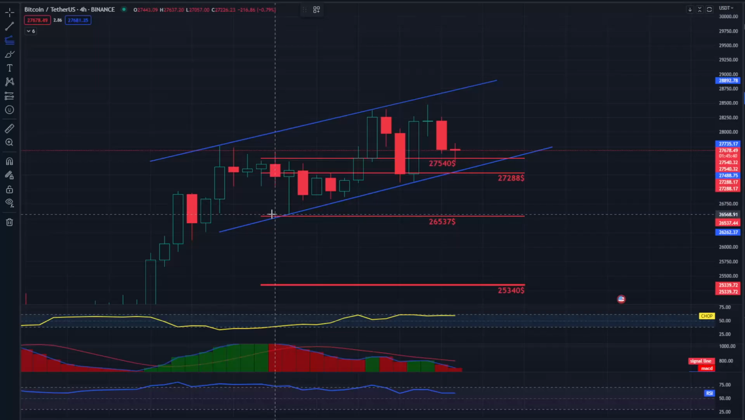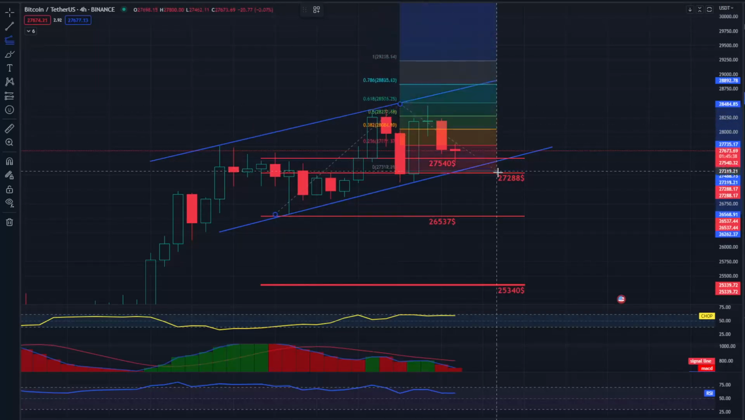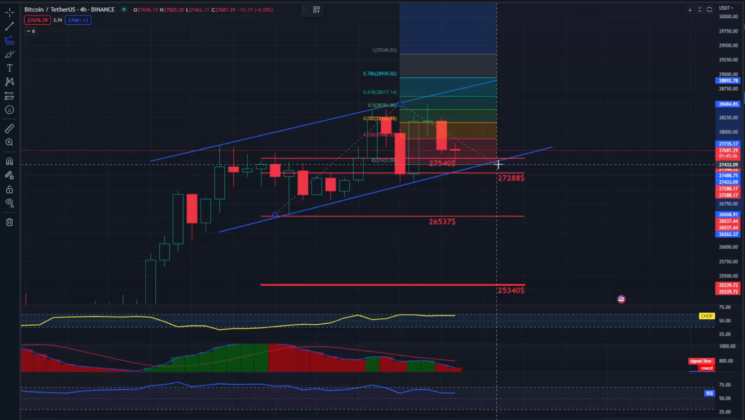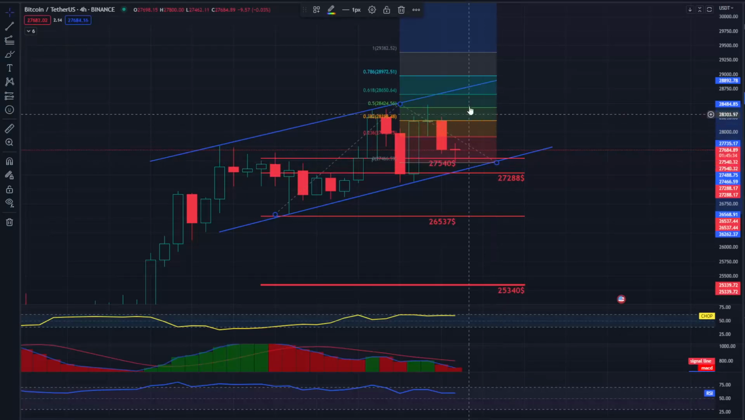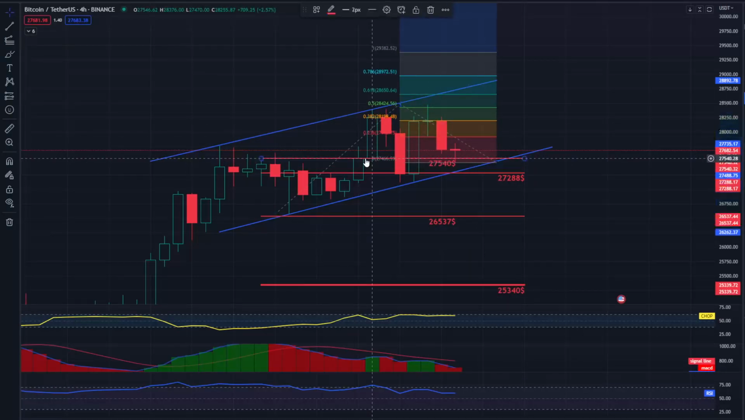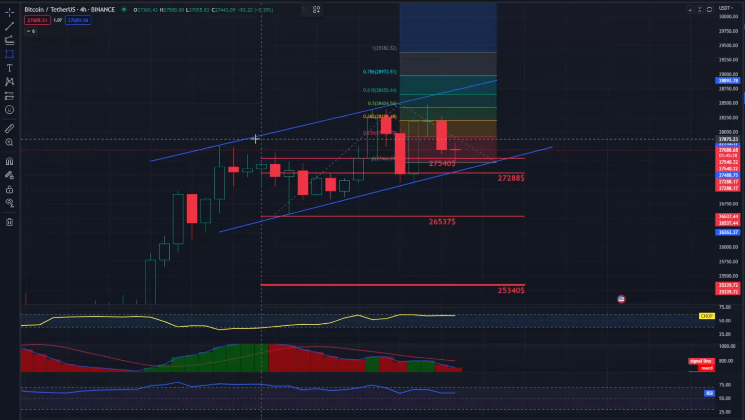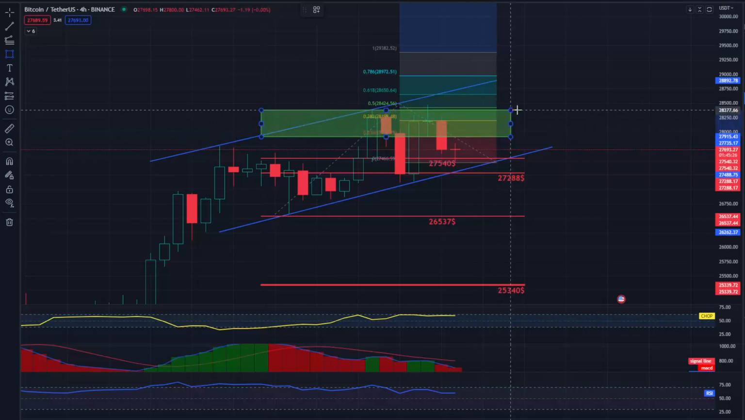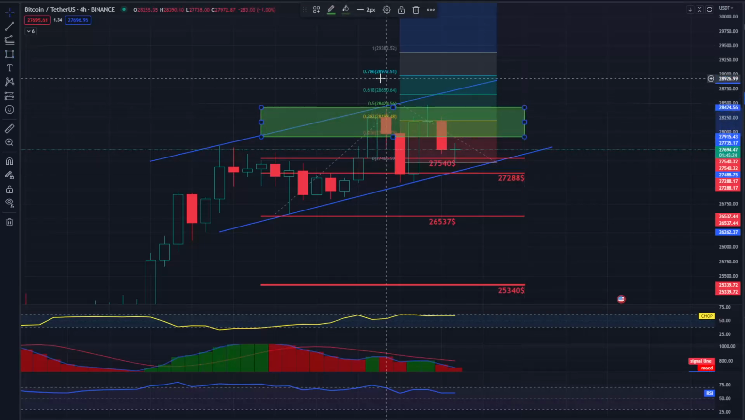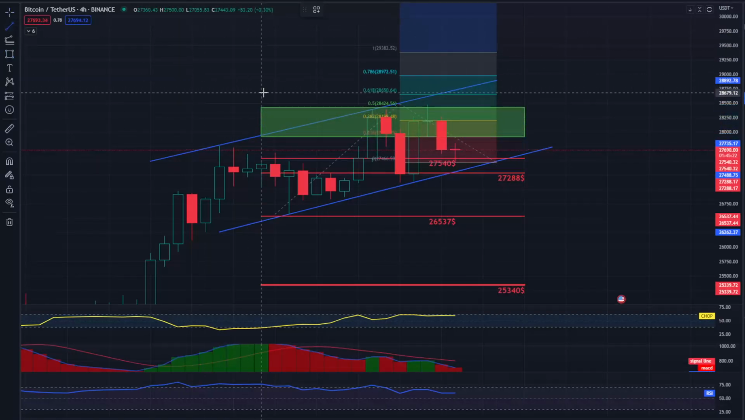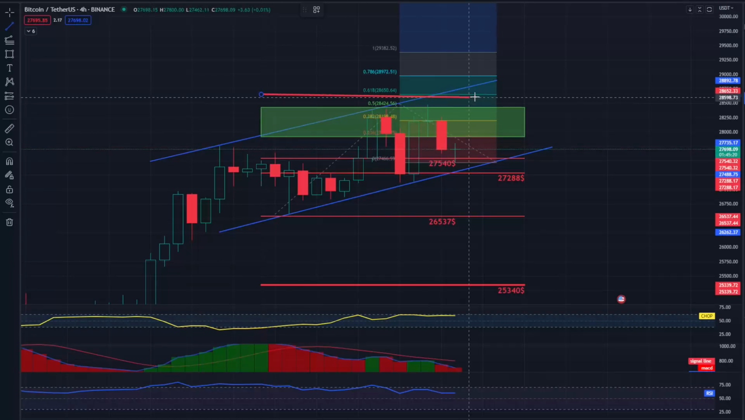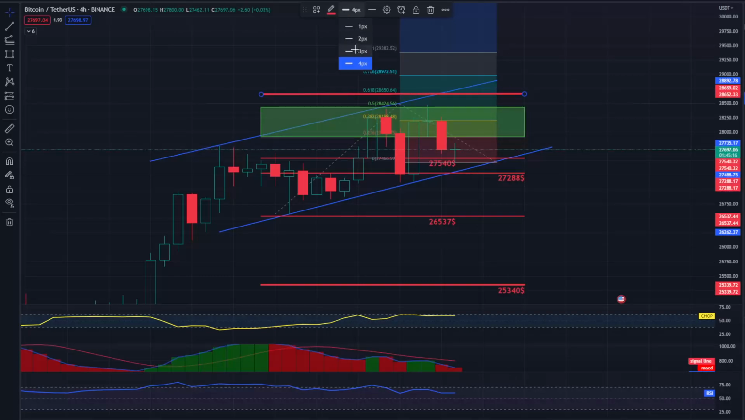Looking the other way, in a similar way using the fib retracement tool, we can determine the places of resistance. First, we will mark the resistance zone from $27,915 to $28,425. When we manage to break it, we have support at $28,652.